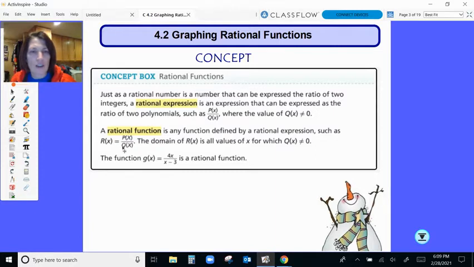Okay. So first of all, just remember, a rational function is any function of the form some function p of x divided by another function q of x, where this q of x cannot equal 0. And so the domain of our entire function is all values of x for which q cannot equal 0. So it's all real numbers except when q is equal to 0, and that's my domain.